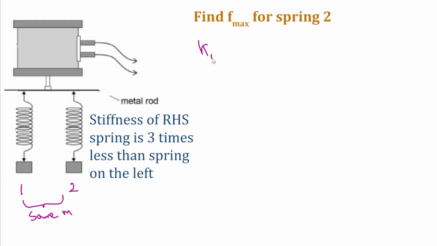Next up in this question then, we add a second spring which has a different stiffness to the right hand side of the first one. So we have to find what is the maximum frequency for spring 2, given that we know what it is for spring 1. Well, we start off by remembering that K1 for the left-hand spring was equal to 140 newtons per meter. Therefore, K2 will be a third of that value, which is 47 newtons per meter.